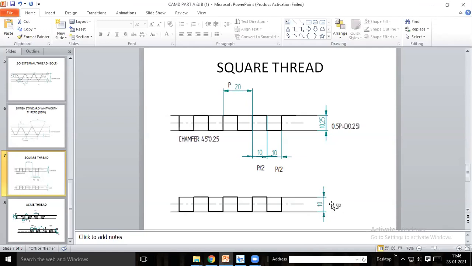So you need to write down this. This formula will change depending on each type of thread. ISO is a different formula, BSW is different, and square thread is different. So here you see three: the bottom one is external thread, the top one is internal thread. In the bottom one, H is equal to 0.5 times P. Here H is equal to 0.5 times P plus C. C is nothing but clearance. Clearance value is 0.25 here. Here it is 10.25.